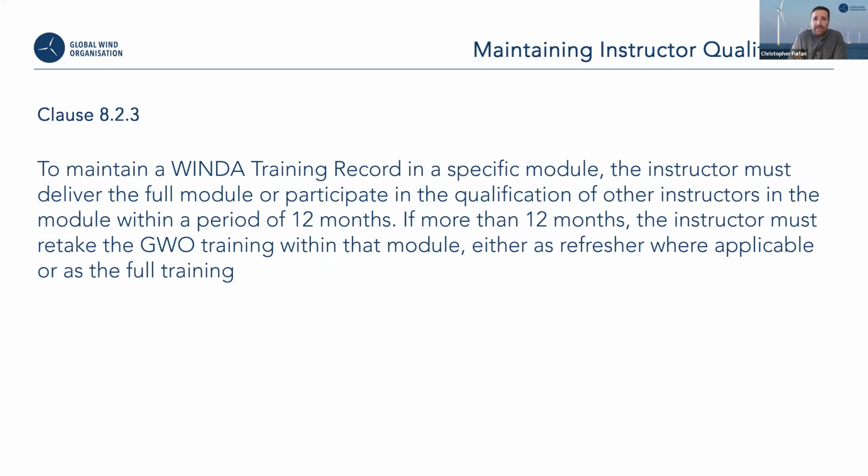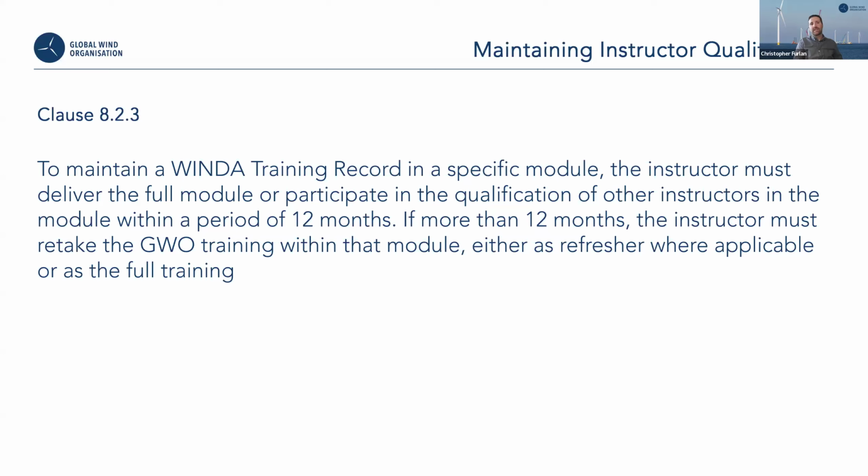Clause 8.2.3. This has been clarified. The wording before was a little bit vague, but to maintain a WINDA training record in a specific module, the instructor must deliver the full module or participate in the qualification of other instructors in the module within a 12-month period. If more than 12 months, the instructor must retake the GWO training within that module, either as a refresher or, where applicable, as a full training. So this will only apply to trainings where a refresher is part of that. So for example, the BST. And what we're referring to here now is an instructor's WINDA training record.